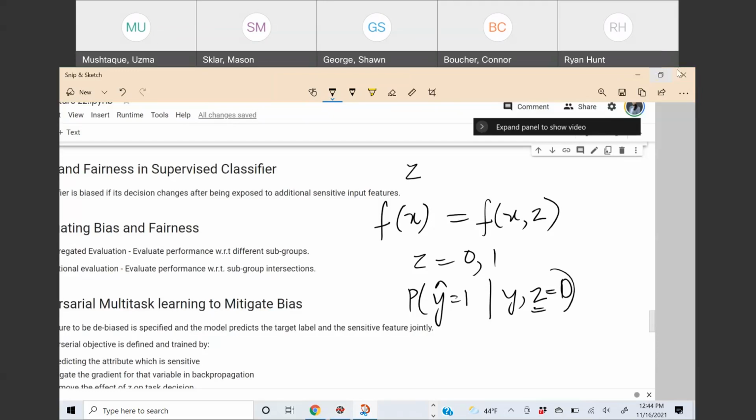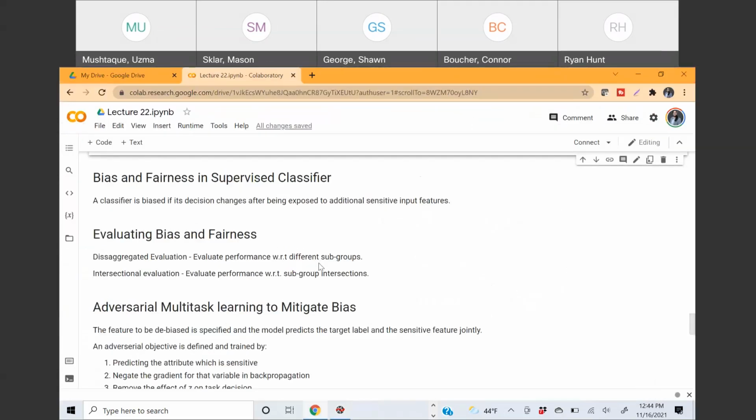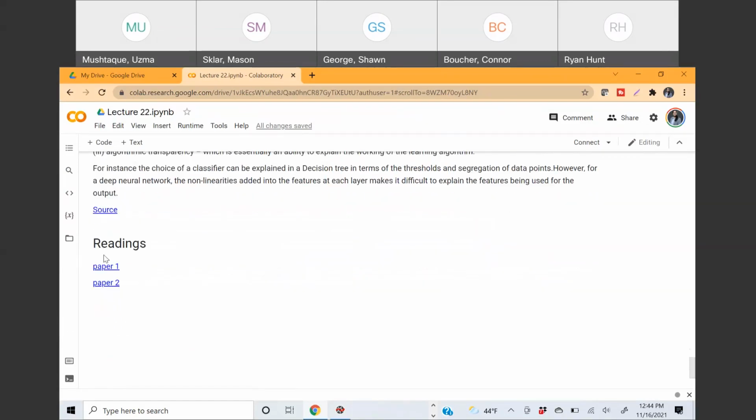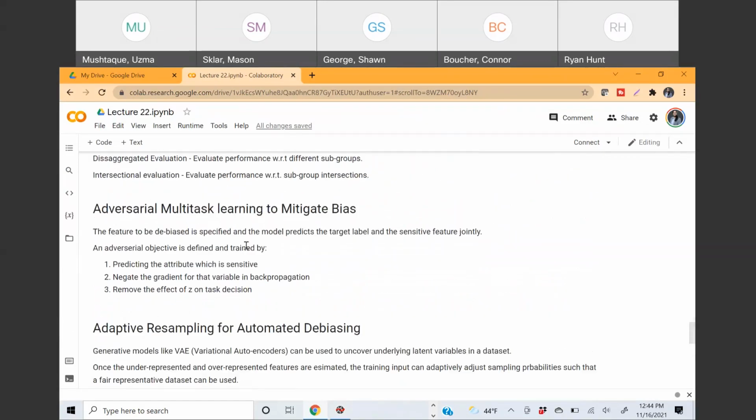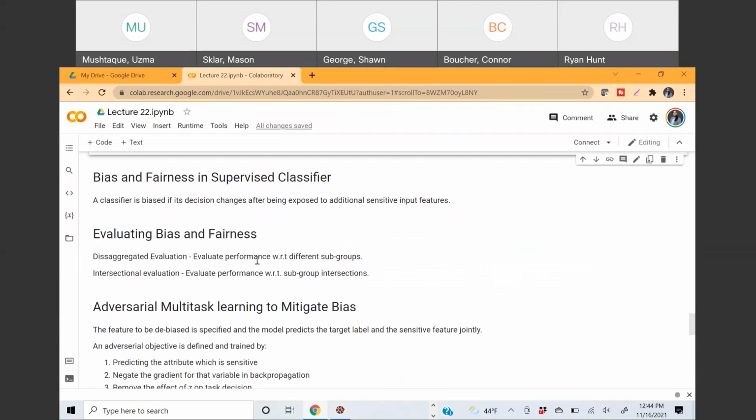So having said that, evaluation, bias, and fairness. There are different ways of evaluating these classifiers. One is disaggregated evaluation, the other is intersectional evaluation. There's a paper that talks more about these two. I wouldn't go into a lot of detail on these two types of evaluation, but rather I would jump to 2 different models that are being used recently to deal with this bias.